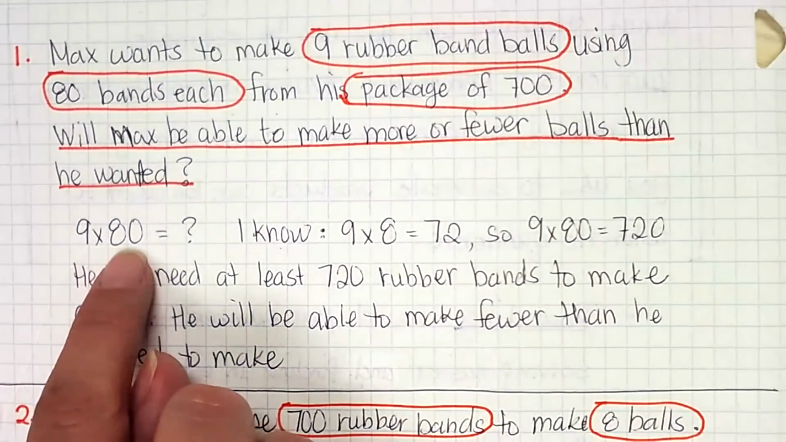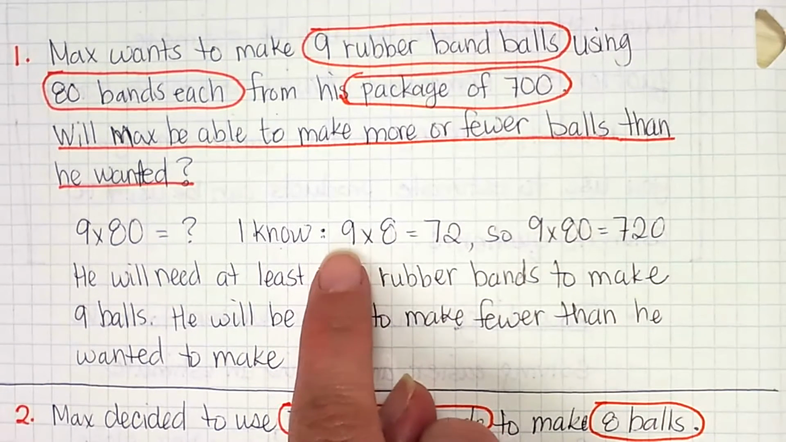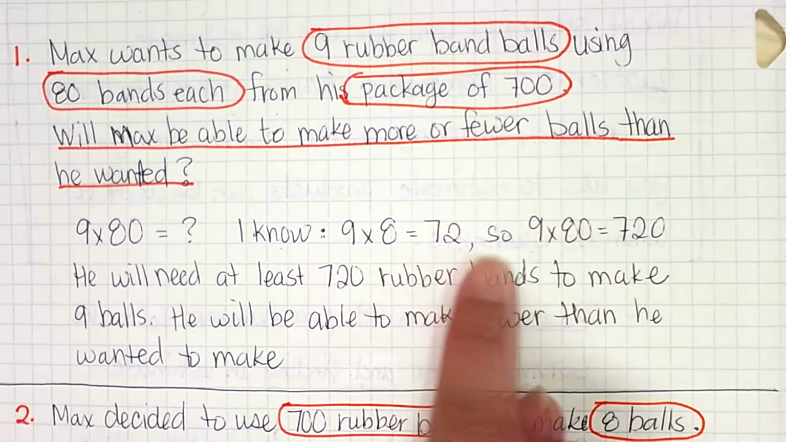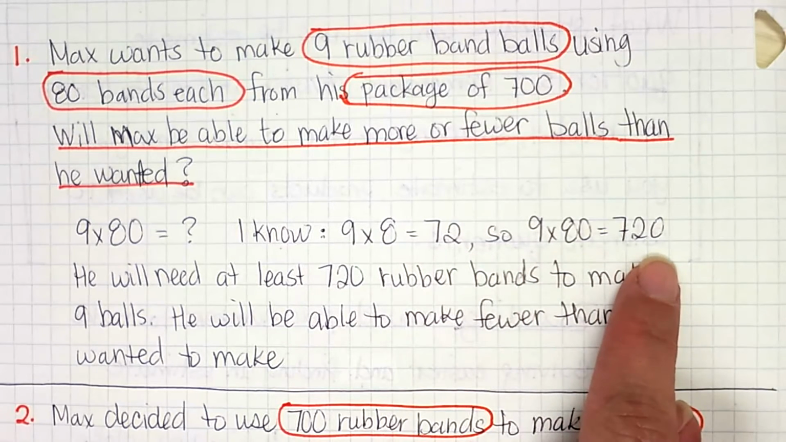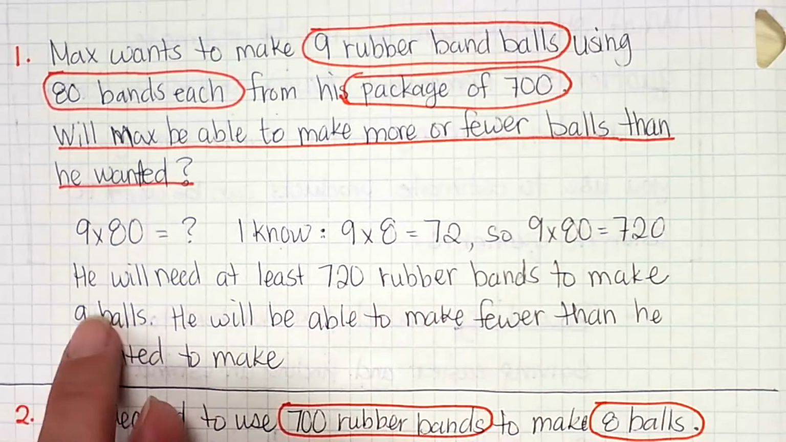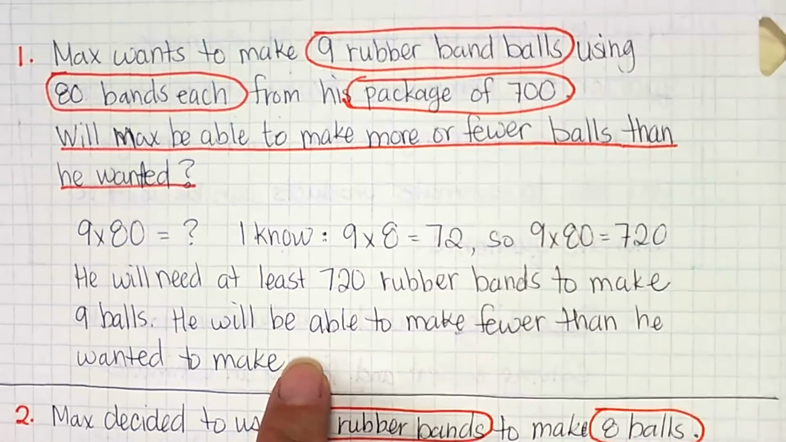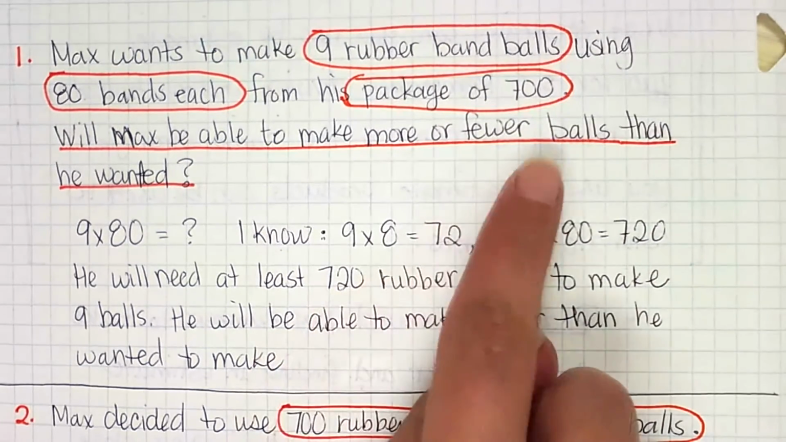So if we know 9 times 80, we have to solve 9 times 80. So I use my basic fact. I know 9 times 8 is 72. So 9 times 80 is 720. He will need at least 720 rubber bands to make 9 balls, which means he will make fewer than what he wanted to make because he doesn't have 720, he only has 700.